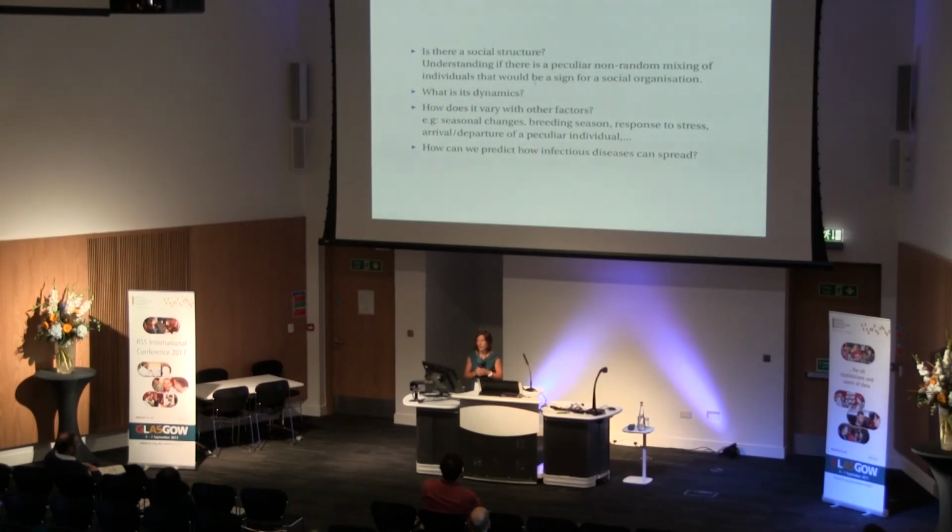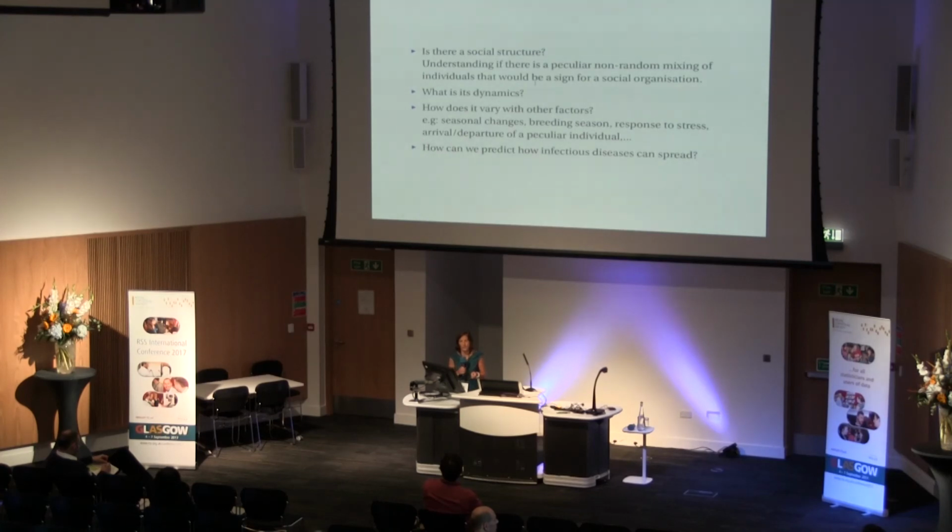So why do we want to study dynamic contact networks? The main question here is: is there a social structure? In the previous talk, Luis talked a lot about the community structure. Here I'm interested in any structure. This can be communities, this can be anything else. So I want to understand if there's a peculiar non-random mixing between the individuals at stake, and that would be a sign of social organization.